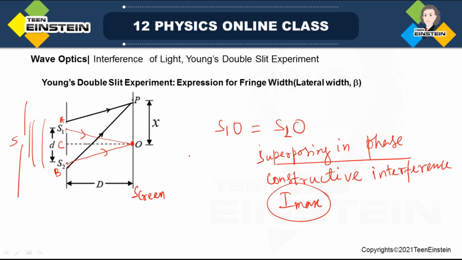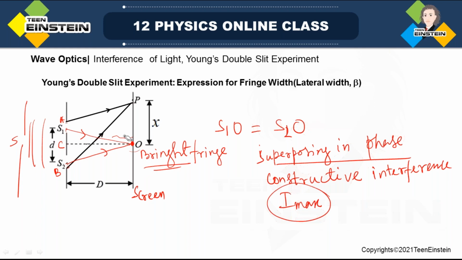Okay, so what I was trying to say is that at the central point, the bright fringe will be produced. Central bright is called the central bright fringe. It always happens because light from both the sources is meeting in phase at the point O. This is called the central bright fringe.